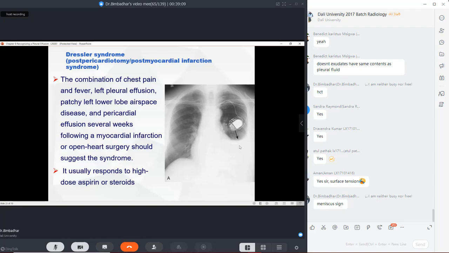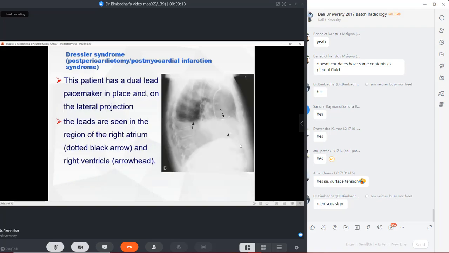Unless it is this much, it is not visible on a chest radiograph. That's what I already told you. I told you that this patient has a dual lead pacemaker. Okay, right.